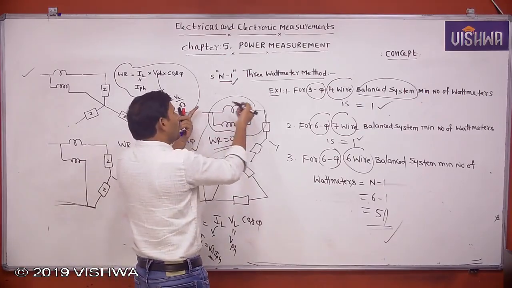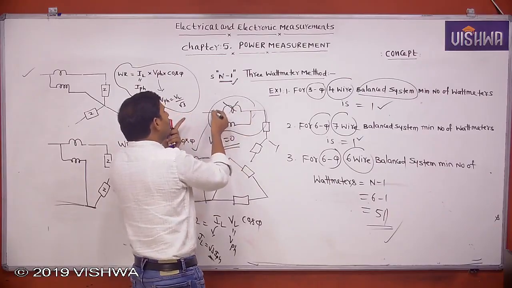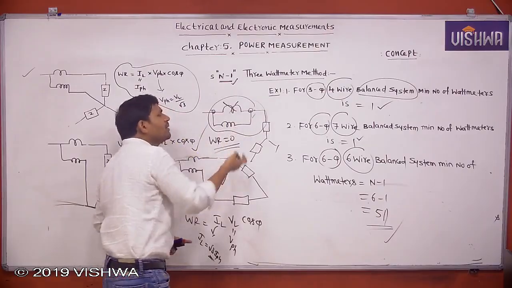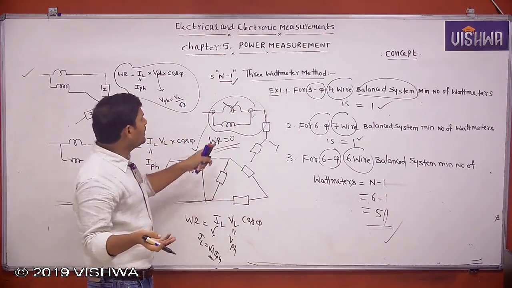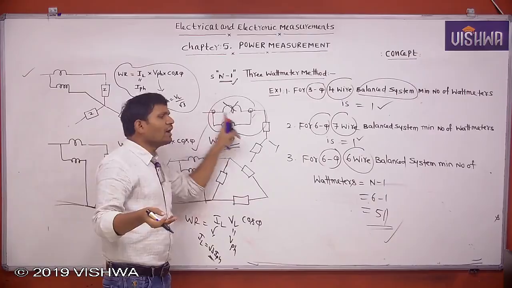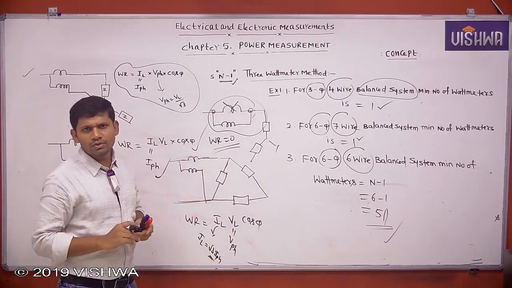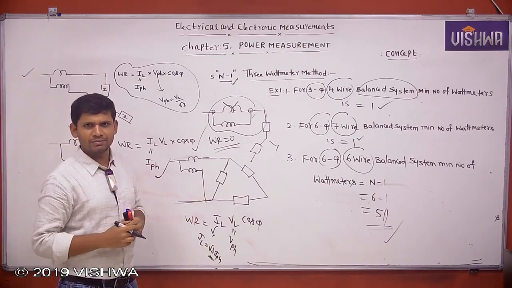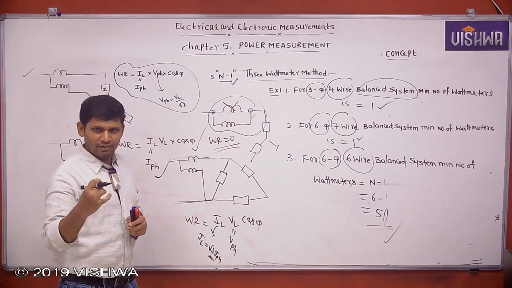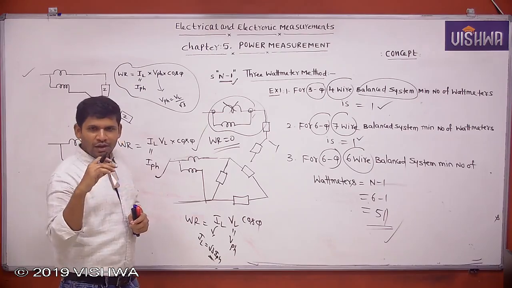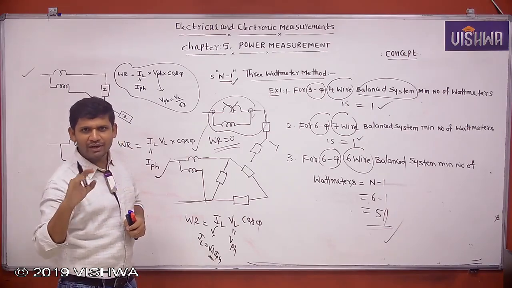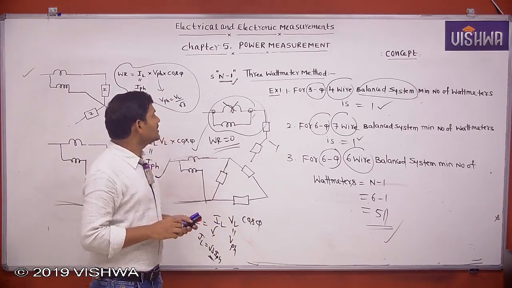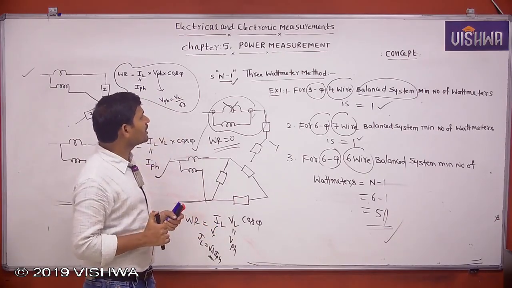Because the voltage across the current coil is negligible, whatever the voltage is present, this voltage and this voltage are equal, then what is the voltage measured by the pressure coil? 0. When the voltage measured by the pressure coil is 0, then the wattmeter reading is equal to 0. Okay, this observation is important while solving problems. If you connect in a particular circuit, then based on the connection of the wattmeter, concentrate on how to calculate the wattmeter reading. Okay. This is some introduction to the three-phase power measurement using wattmeters.